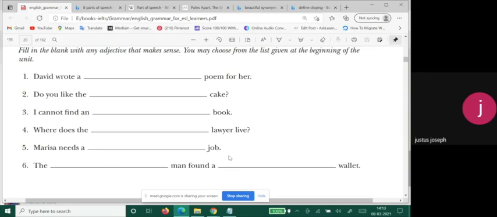A wallet filled with money. In English, rich wallet, a wallet filled with money, a heavy wallet. Simple, it was so simple, right? A heavy wallet. How did I get to know about it? I have read it somewhere. Possibly a children's story.